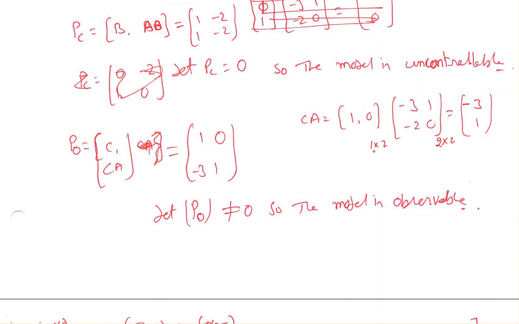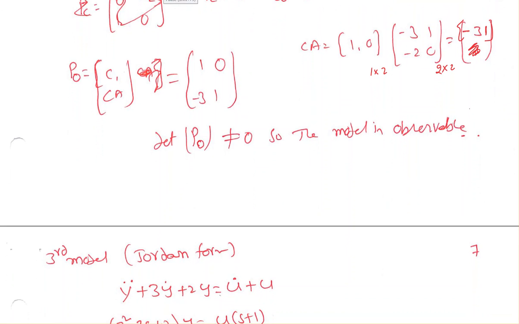Okay, CA's size is 1 by 2. A is 2 by 2, so it must be 1 by 2. I don't know why I put it in this manner, minus 3, 1, but I used it in the right format here. So C is 1, 0, CA is minus 3 and 1. So determinant of P naught is not equal to 0, so the model is observable in this case.